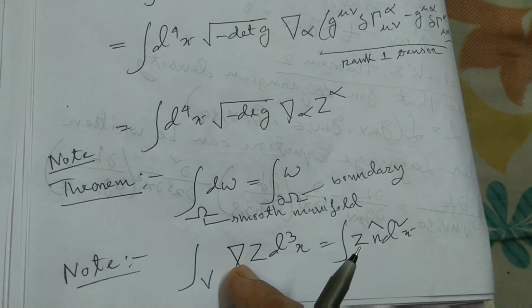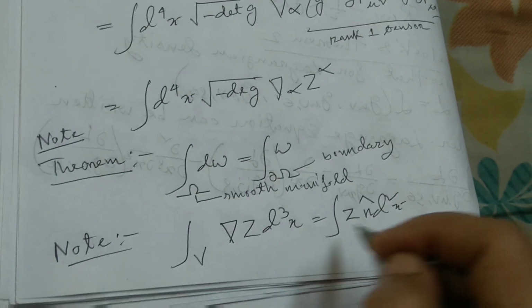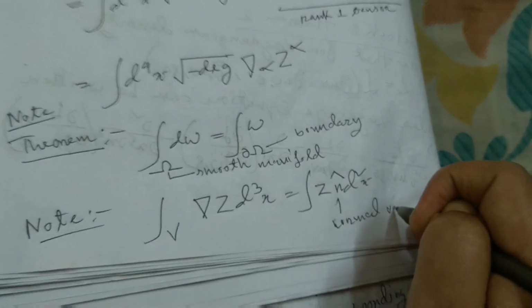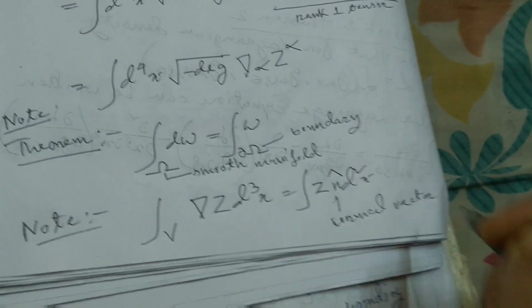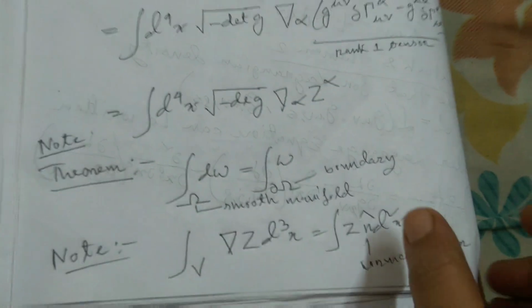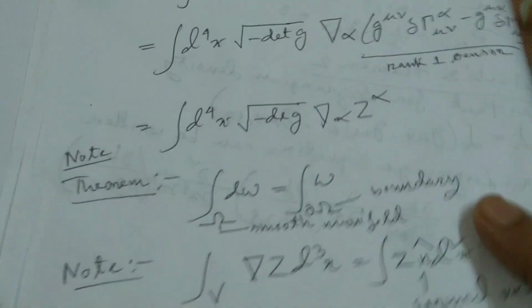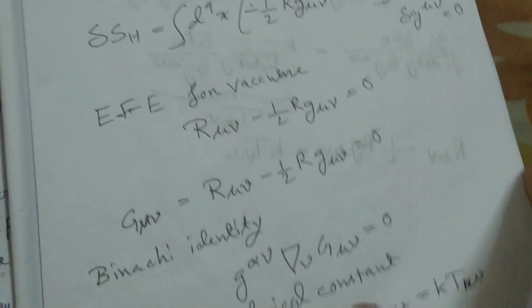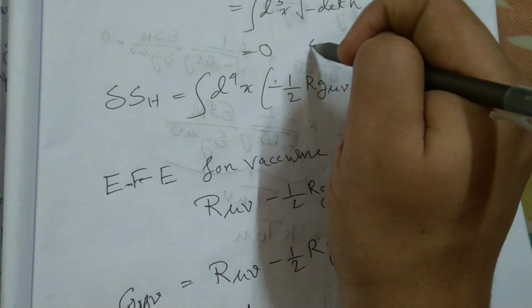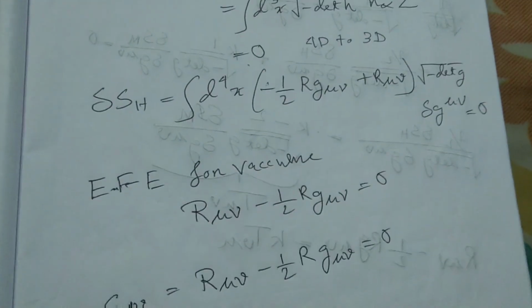You know what the Stokes theorem is? Stokes theorem is the usual divergence theorem. n is a normal vector. Now friends, we discuss using Stokes theorem to convert the integral from 4D to 3D, and we get the value 0.